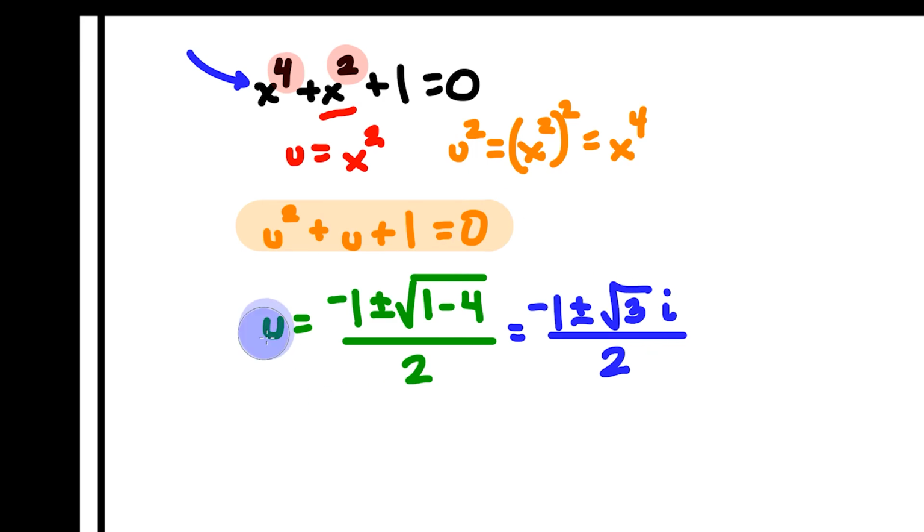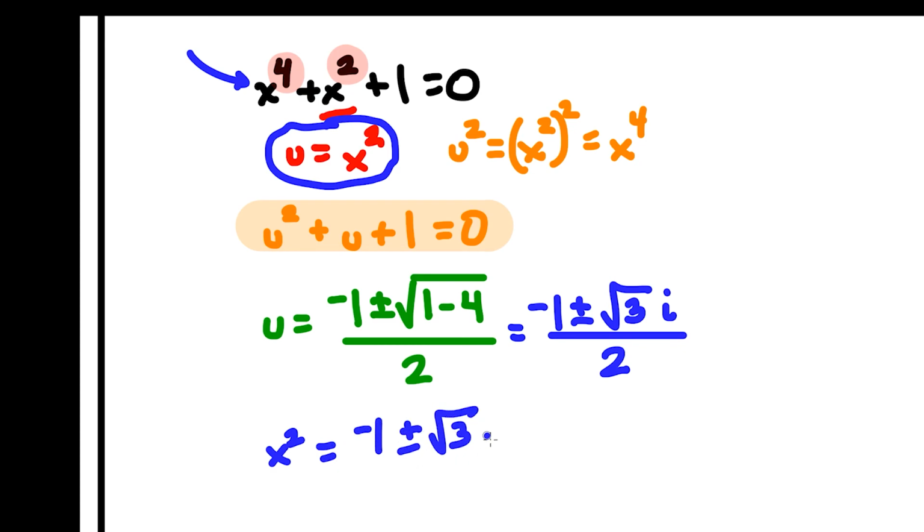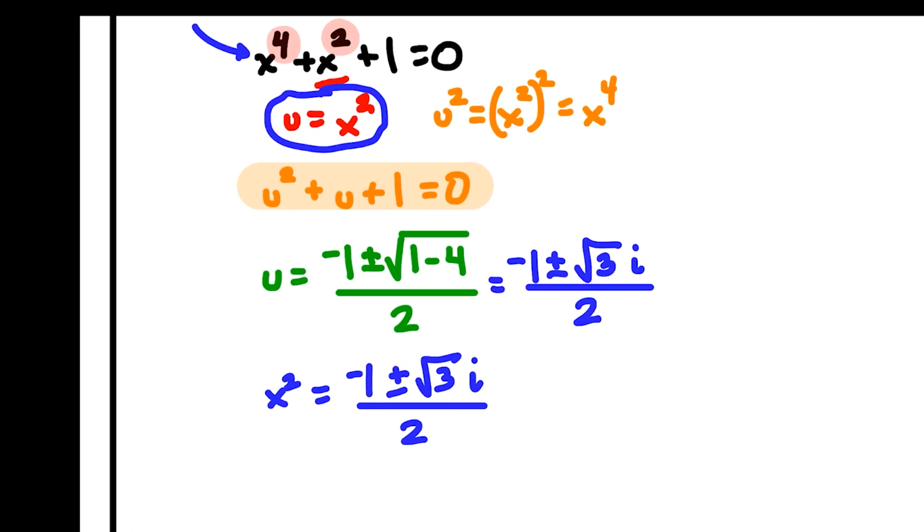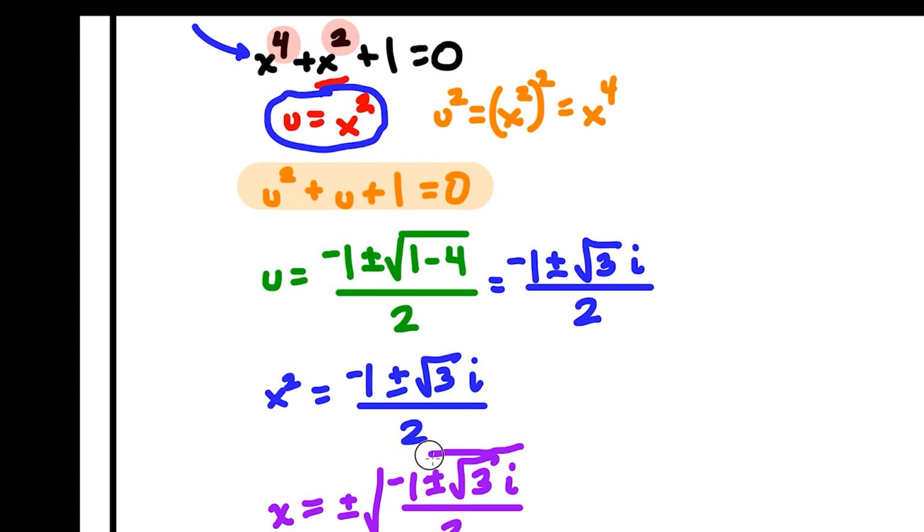So what we're going to do is this u right here, what I just highlighted, is actually equal to x squared. Okay, and it says it right here. So I'm going to substitute this u right here with an x squared. So x squared is equal to negative 1 plus or minus the square root of 3 times i all over 2. And then again, we have to solve for x because the problem started in terms of x, so we have to end with terms of x. So x is going to be equal to this entire thing right here, only you have to do this plus or minus with it, but it's the entire thing with the square root. So we're going to square root both sides to get rid of that squared with the x squared, and you end up with plus or minus the square root of this whole thing right here.